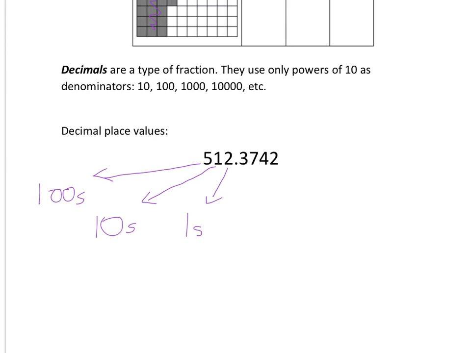The decimal we often could read as 512 and 3,742 10,000ths. But we usually say 0.3742. Okay, the first number after the decimal place is always in the 1/10ths position. So this represents 3/10ths. The 7 is in the hundredths position, so it represents 7 100ths.